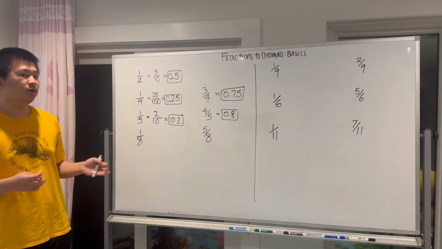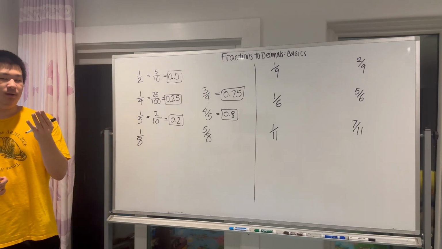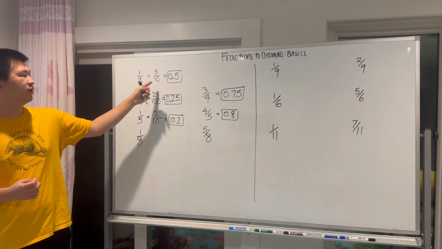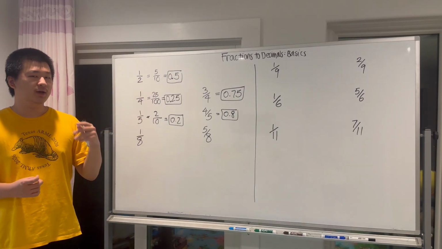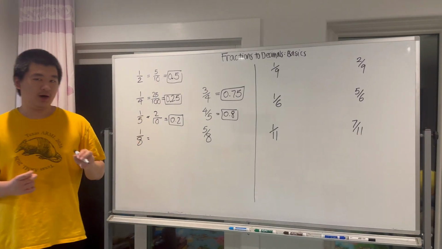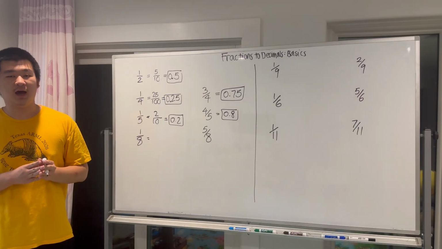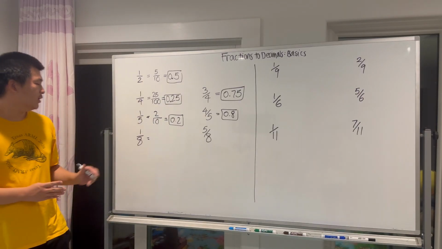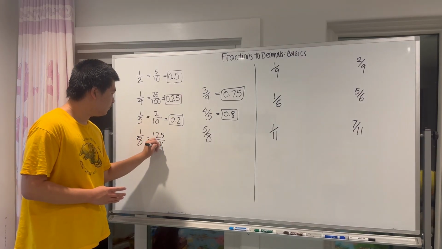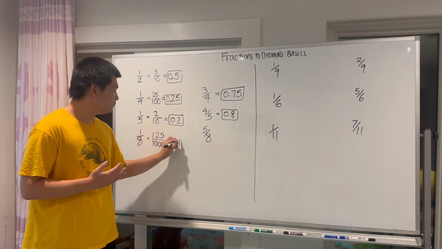Now, 1 over 8, this is going to be the hardest one in this half, but once again, we just have to turn it into a power of 10. But notice with 2, we have to go to 10, with 4, we have to go to 100, with 8, we have to go to 1,000. And if you don't have this memorized, this is a very good time to memorize this. 1,000 is 8 times 125. So if we multiply the top and bottom by 125, we get that the decimal form of 1 over 8 is 0.125.